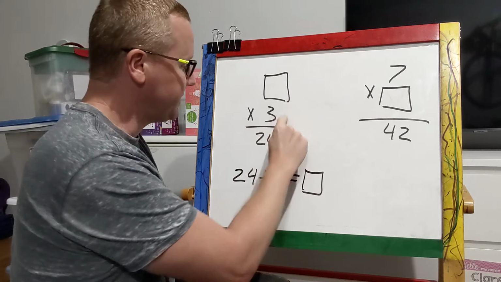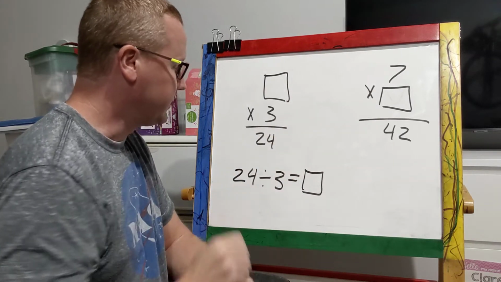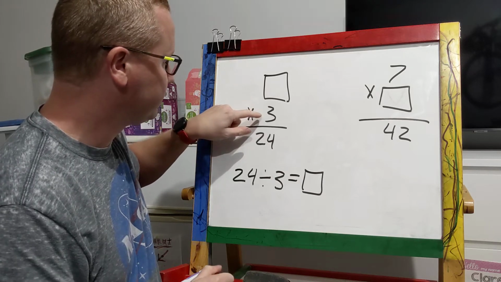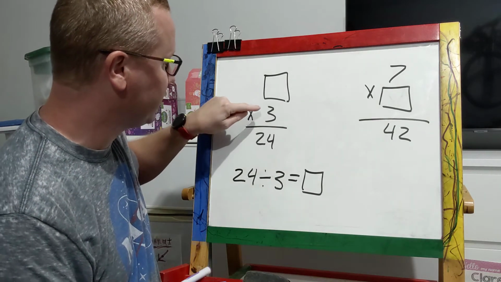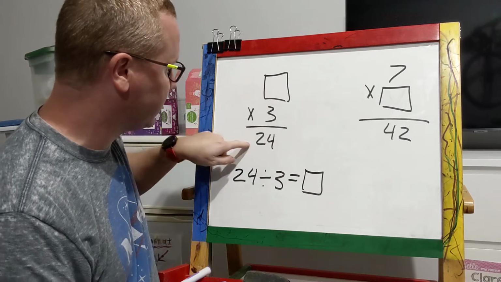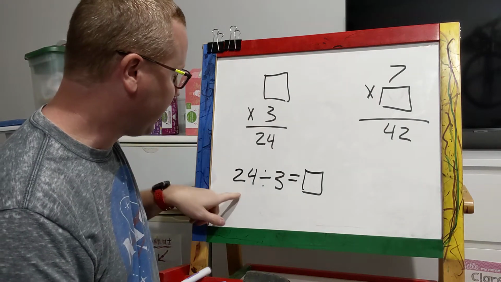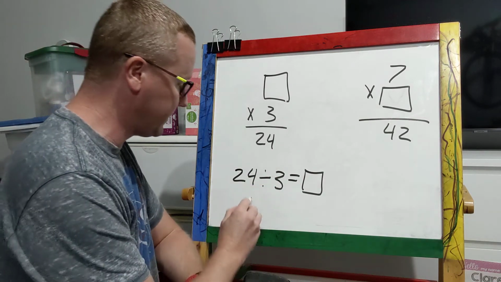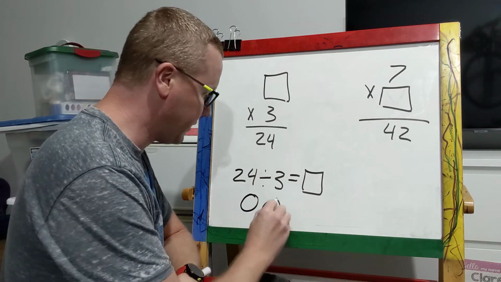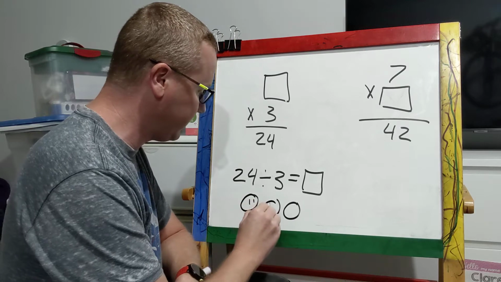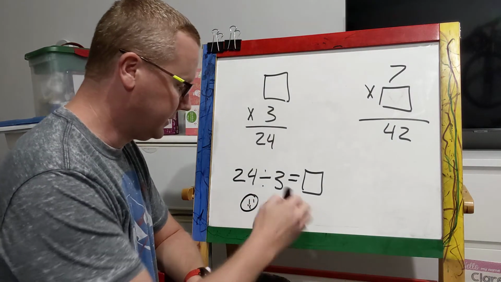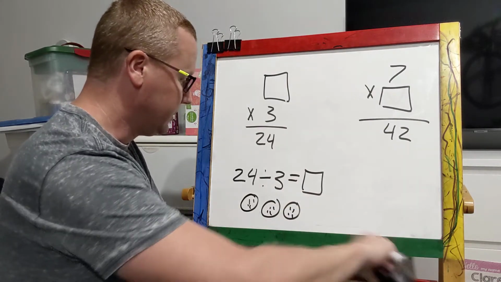So something times 3 equals 24. So 3 groups of something equals 24. If I'm dividing it, I've got to see how many are in those 3 groups. So if I were to draw this out, you could draw out 3 circles and then put the 24 in there until you got your answer. That's one way to do it.